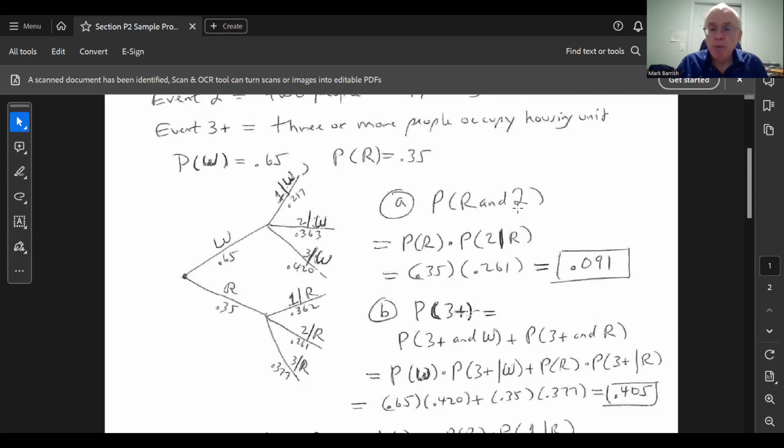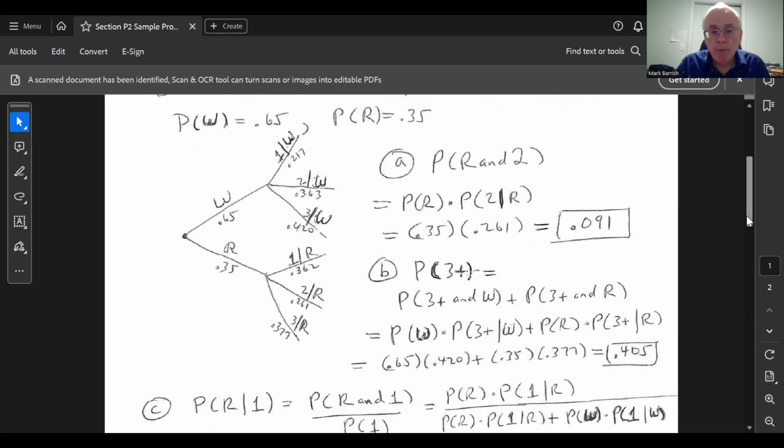Well, here we use the multiplication rule. Probability of R times the probability of 2 given R. So probability of R is down here, 0.35. The probability of 2 given R is this number here, 0.261. Multiply those 2 numbers, 0.09.